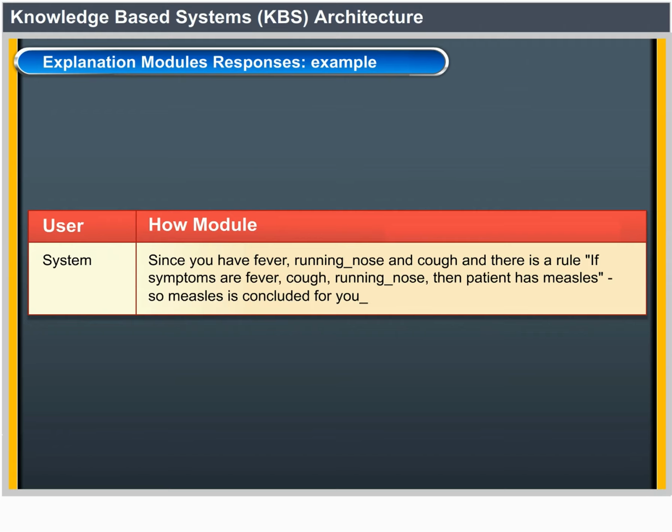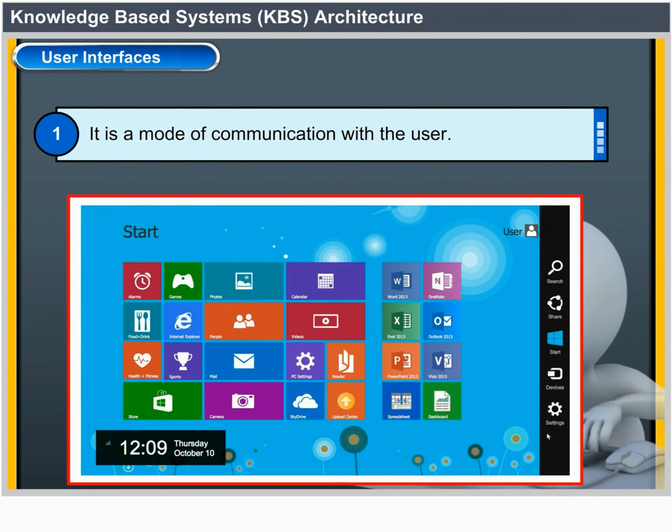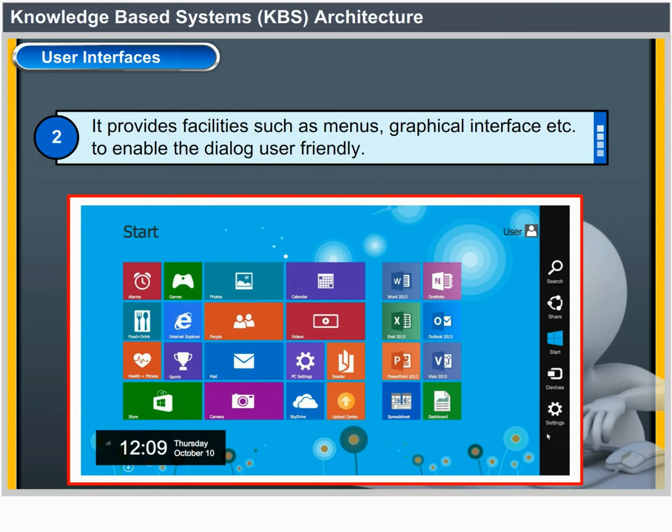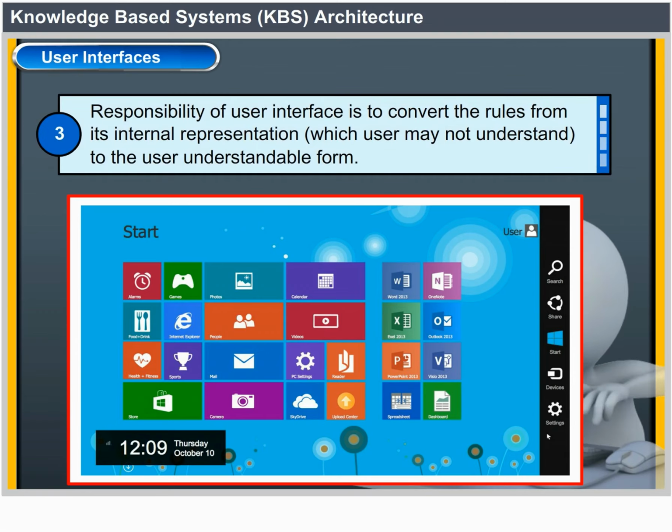User interfaces. It is a mode of communication with the user. It provides facilities such as menus, graphical interfaces, etc. to make the dialogue user-friendly. The responsibility of the user interface is to convert the rules from its internal representation, which the user may not understand, to a user-understandable form. Dialogue module.